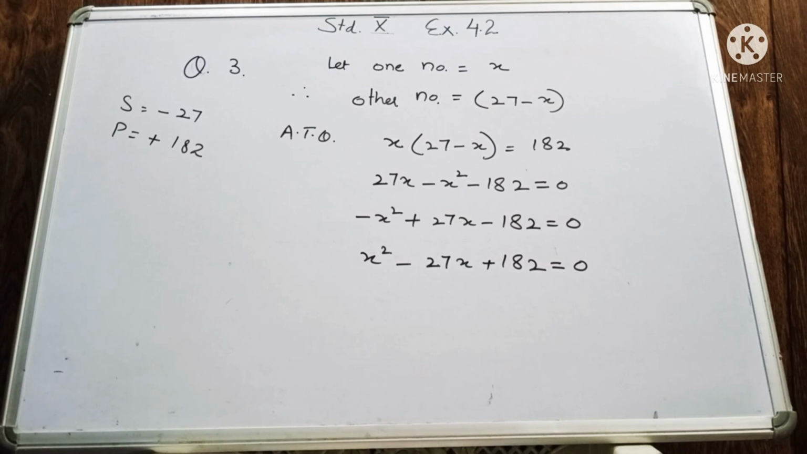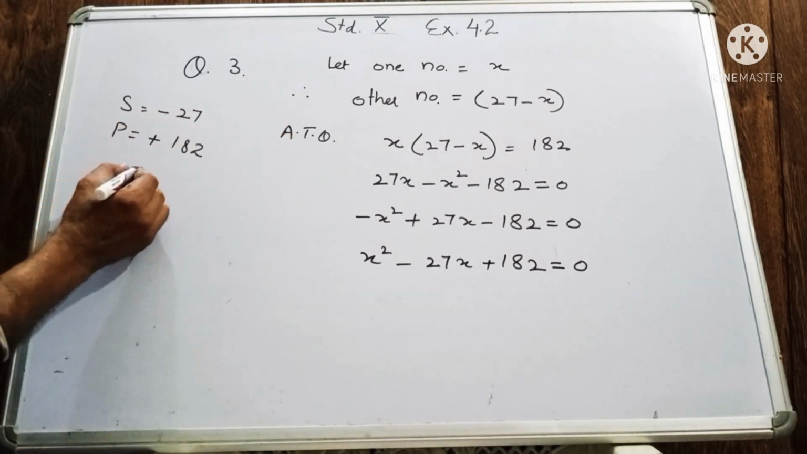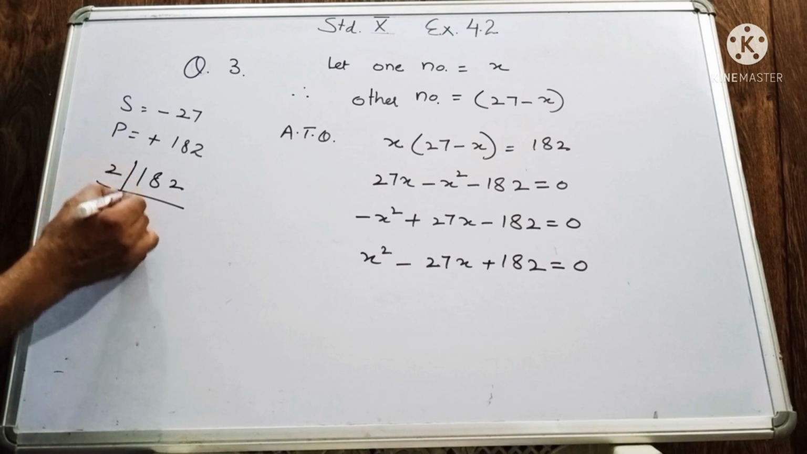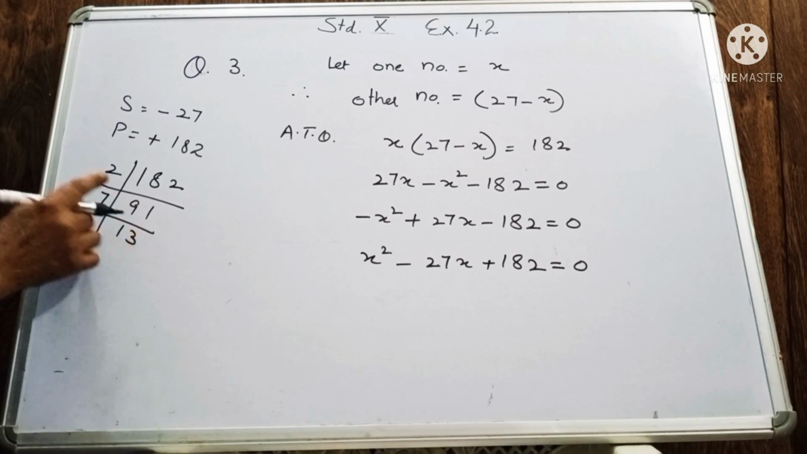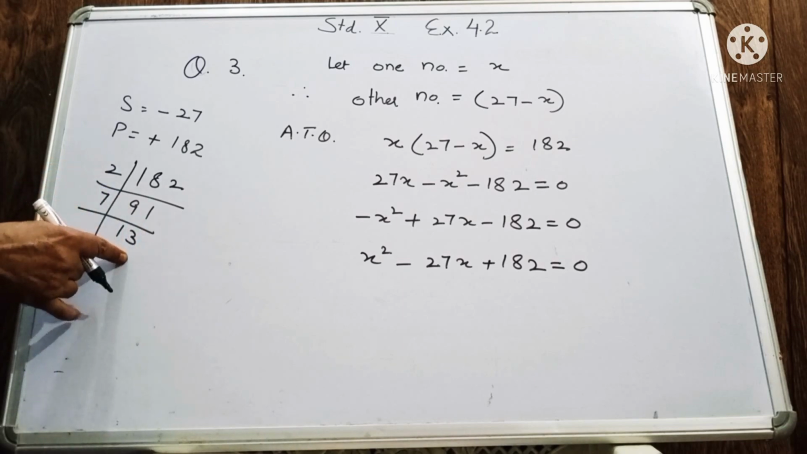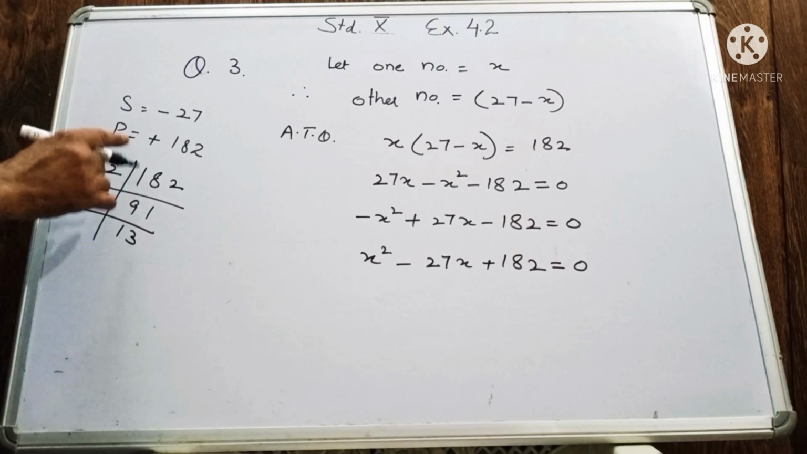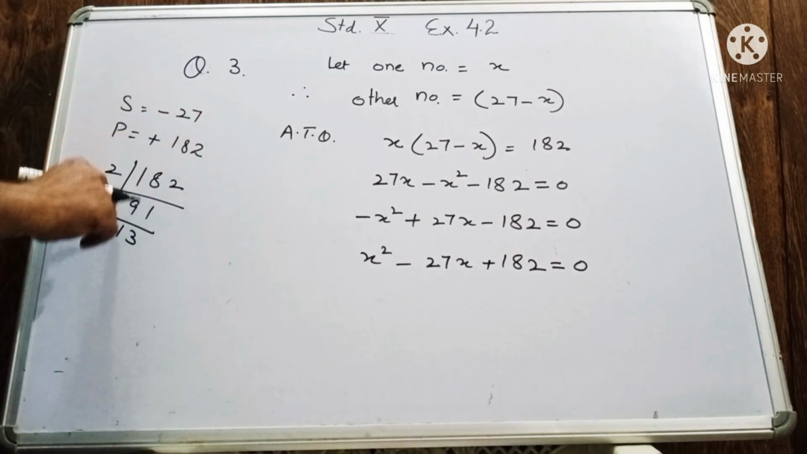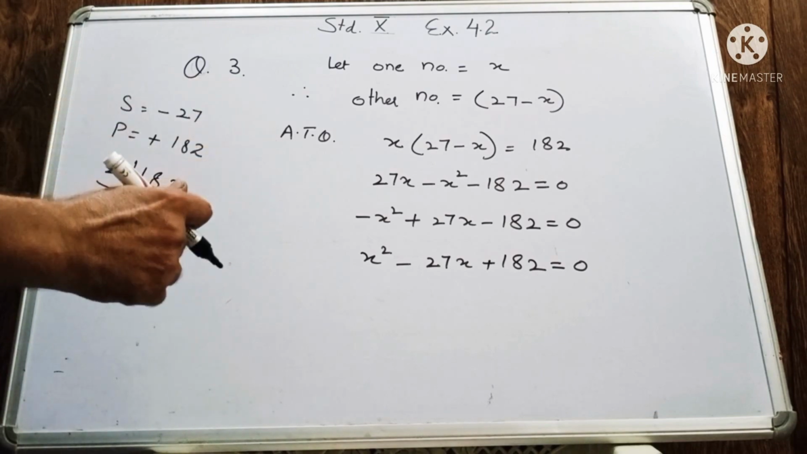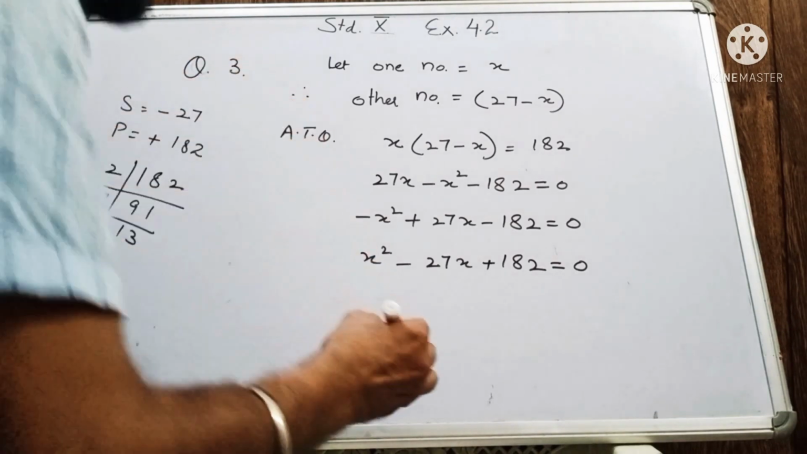So easily the numbers will be, we will write the factors of 182. It is 2 into 91, then 7 into 13, 14 and 13. Product is plus, so both the numbers are of same sign. Sum is minus, so both the numbers are of minus sign. The numbers are minus 14 and minus 13.